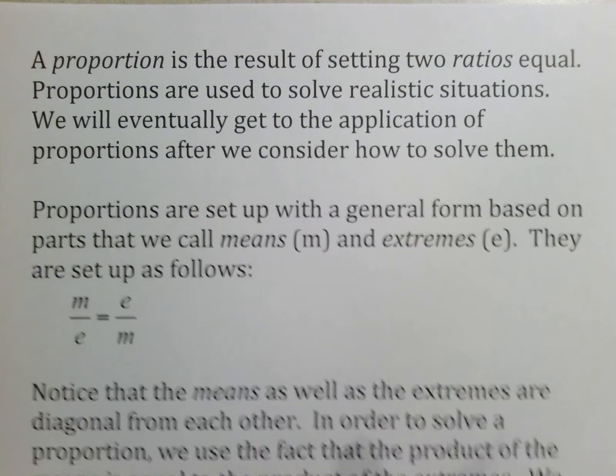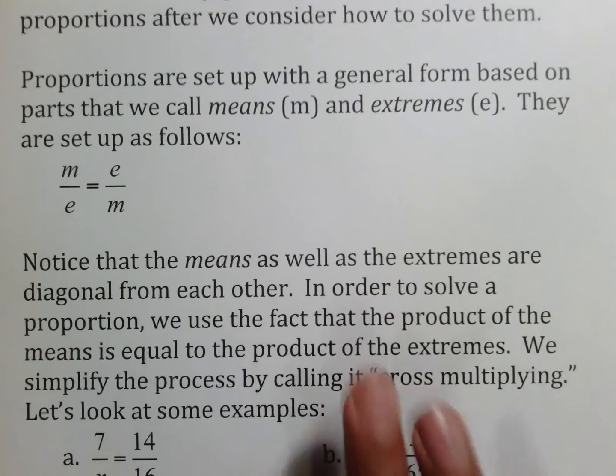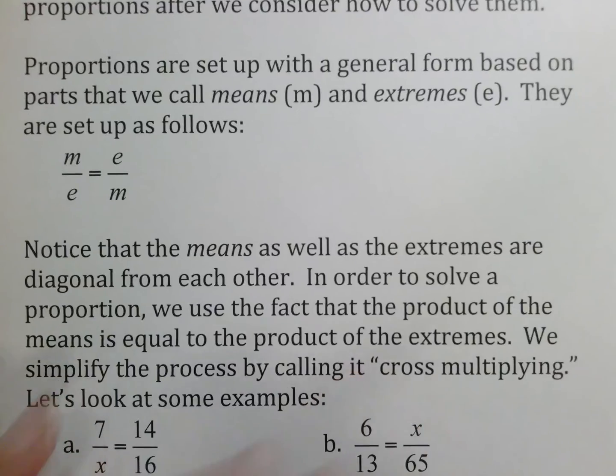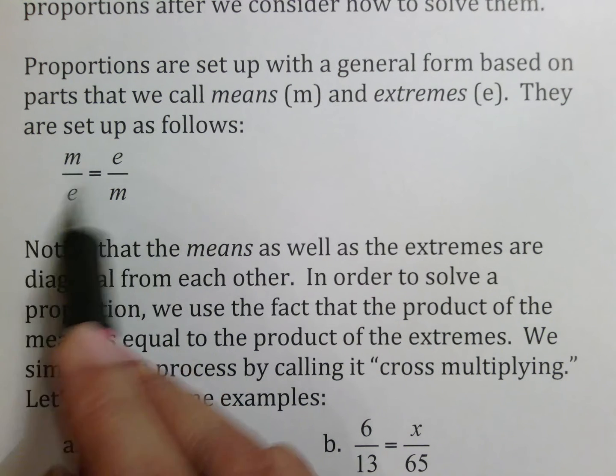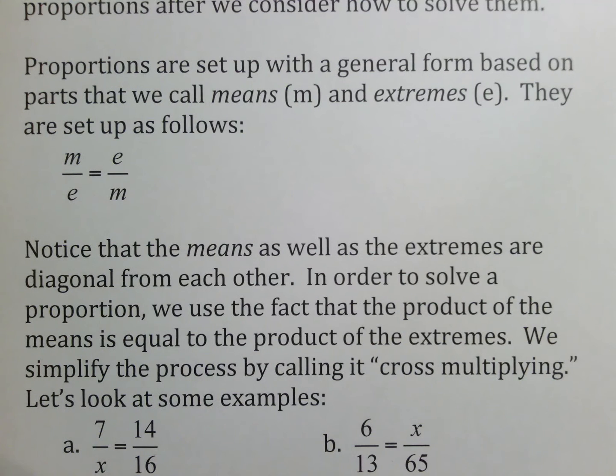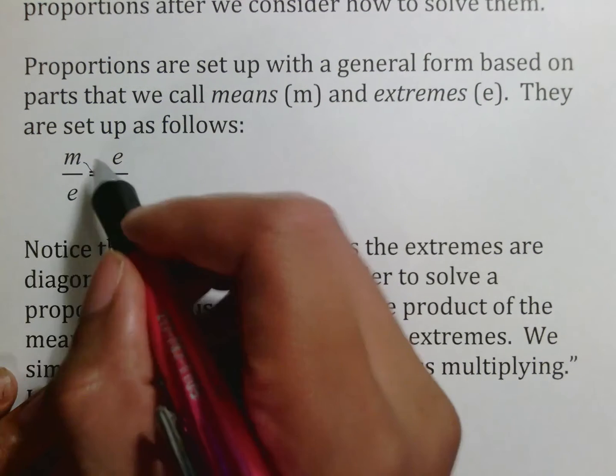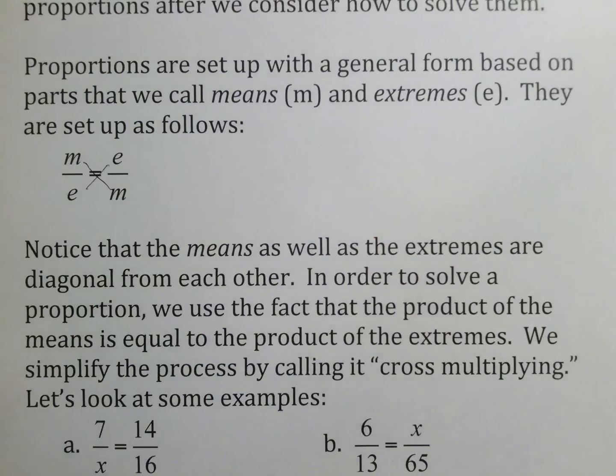This is something that you don't need to memorize, but whenever you talk to a mathematician, a person who does math all the time, they're going to say these words. What they do is set it up in a general form based off of what we call means, which I'll represent with an M, and extremes, which we call E. They're set up as M over E equals E over M, and you want to notice that the means and the extremes are diagonal. So the M's are diagonal from each other and the E's are diagonal from each other.